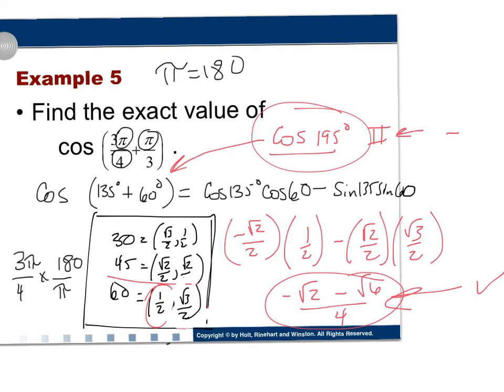Okay? So there's going to be one more video, and then that's it for this section. Remember, you got to know these formulas, and you got to be able to apply them.